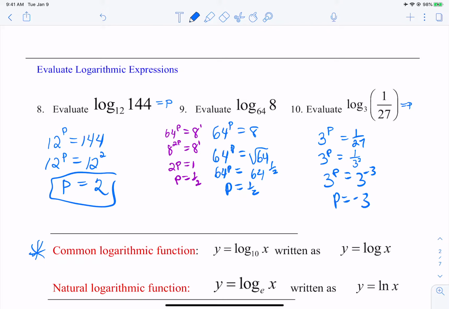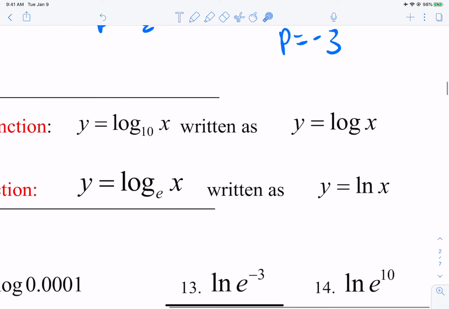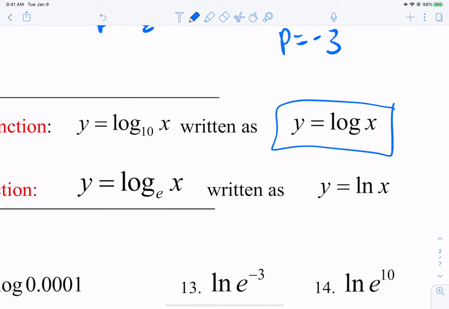The common log was a way to take very large numbers and write them in a much more succinct, smaller way, like the number 10,000 becomes the number 4 in log base 10. So if you ever see, well, you're very rarely going to see log base 10. Instead, what you're going to see is just the word log.